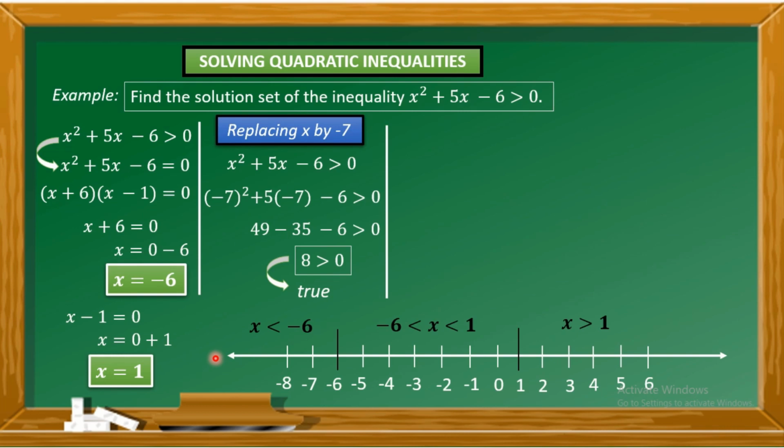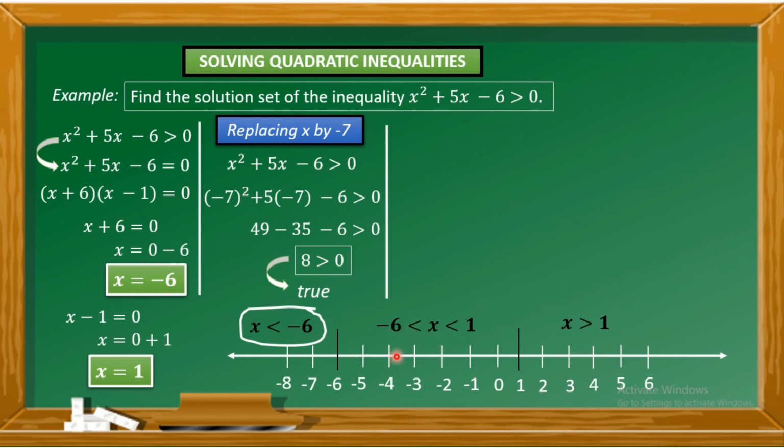If you want to use negative 8, you replace x by negative 8, and automatically this is also true. That's why I ask you to choose only one number. So it means that x is less than negative 6 is part of the solution, because the result is true. But still, we have to try these two remaining parts.